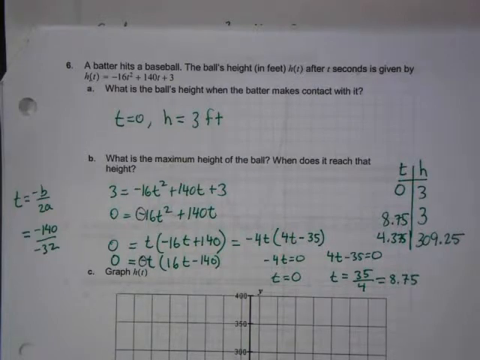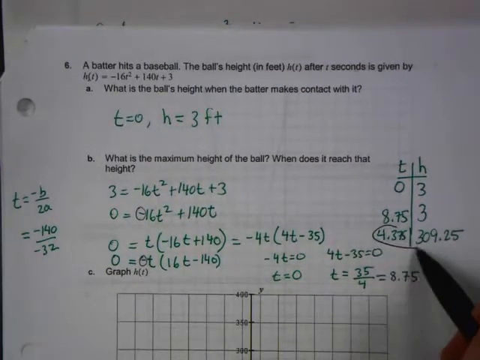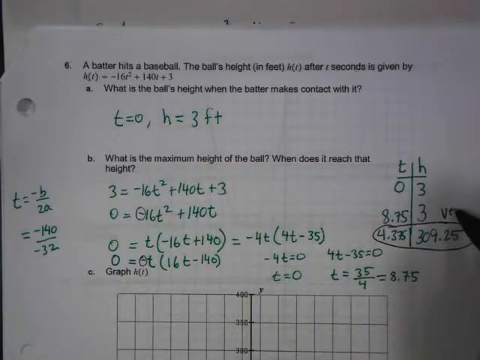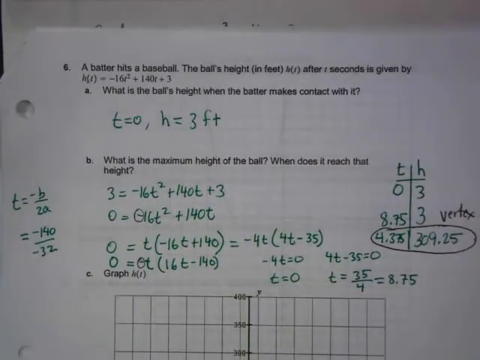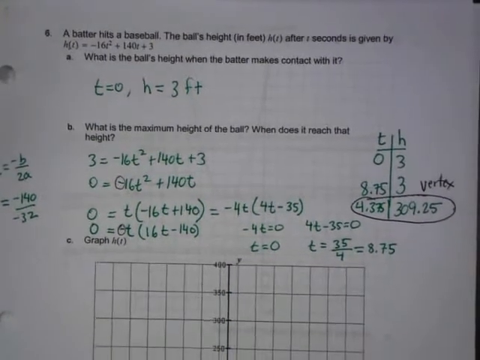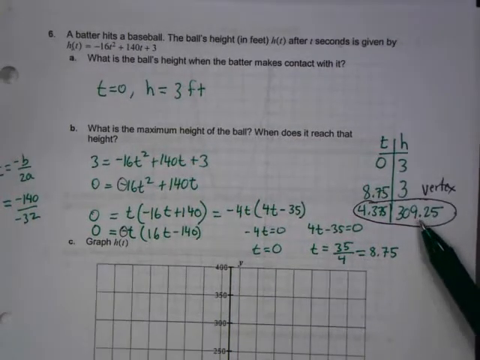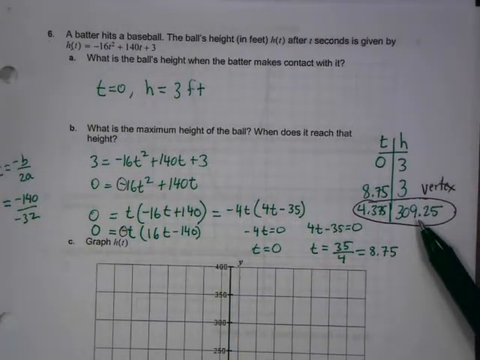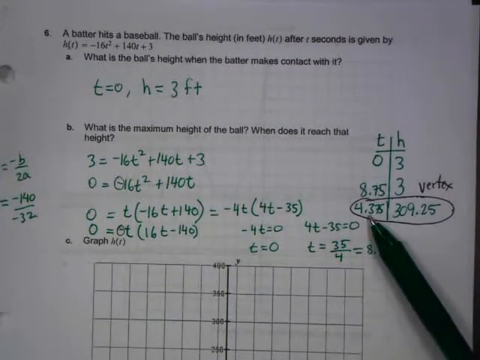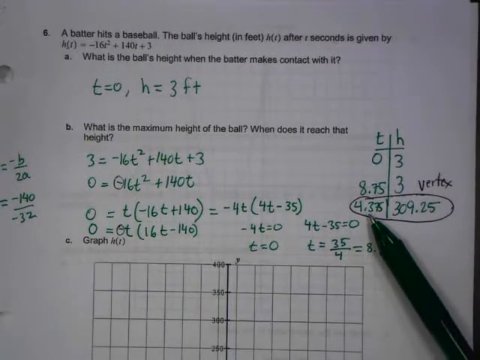So what does this mean? What does this vertex, here's our vertex, what does this point tell us about the ball? So maximum height was 309 feet, 4.375 seconds. Excellent. The ball's maximum height was 309.25 feet, and that happened after 4.375 seconds, 4.375 seconds after the ball was hit. That's when it reached its maximum.